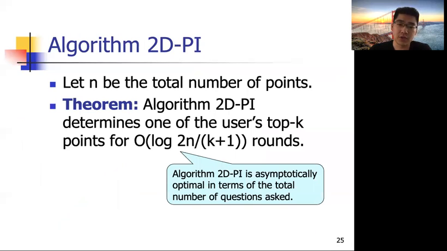Our algorithm, 2D-PI, is asymptotically optimal in terms of the total number of questions asked.